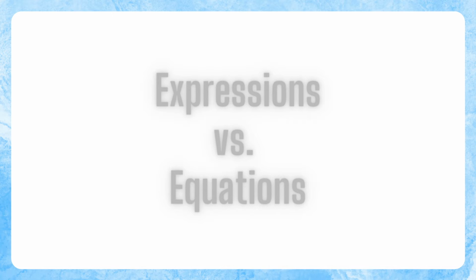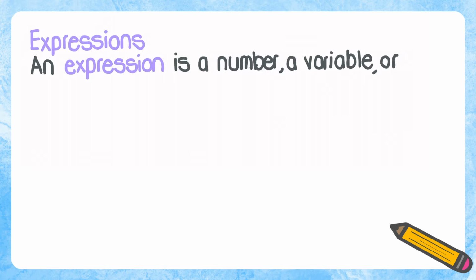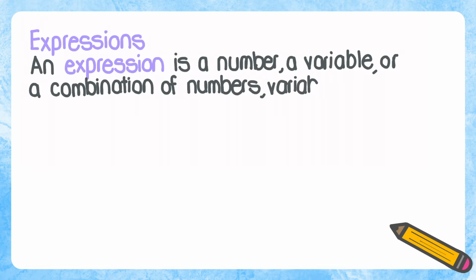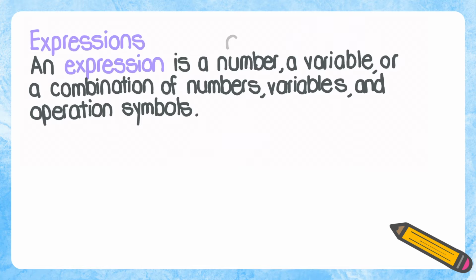So first off, let's look at what expressions are. How are these different from equations? So an expression is a number, a variable, or a combination of numbers, variables, and operation symbols. So a number is anything like 2 or -8, whereas variables are letters like X or Y, and the operation symbols are like the plus and minus signs, as well as the multiplication and division signs.